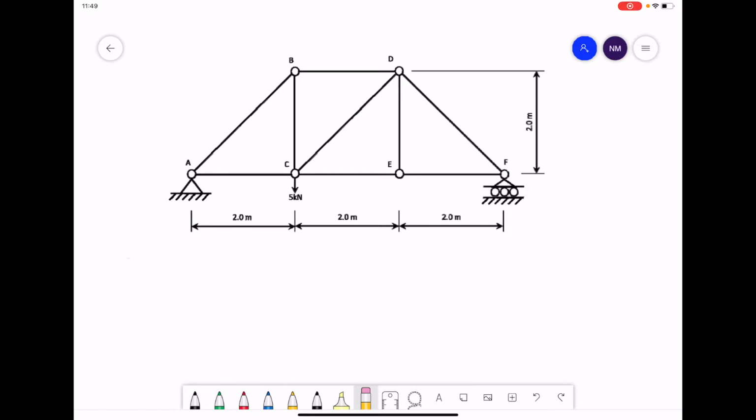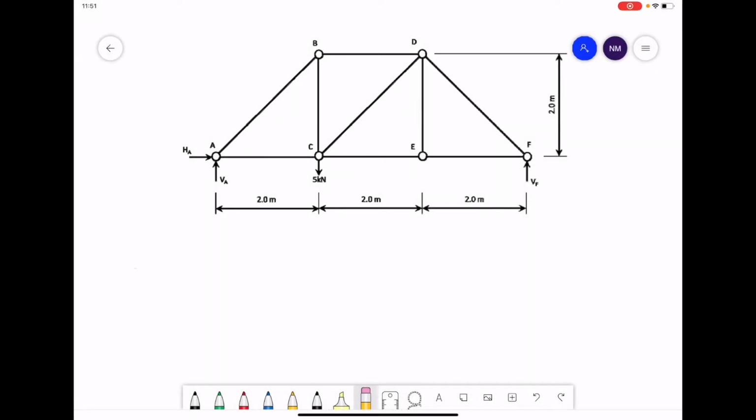To do that, we will sketch the structure again and replace the fixed support at point A with two forces, one vertical and one horizontal. And the roller support at point F, we replace that with one vertical force.